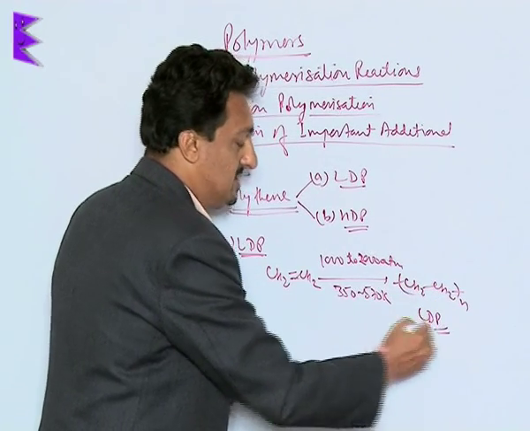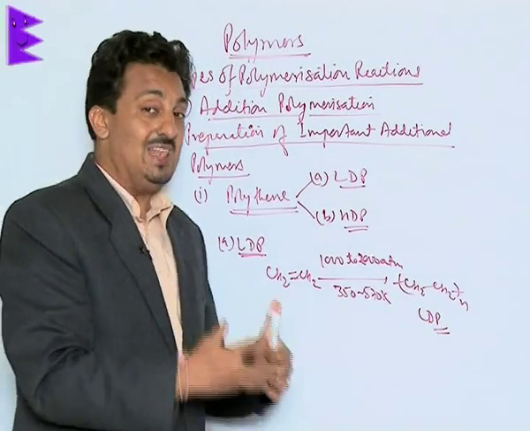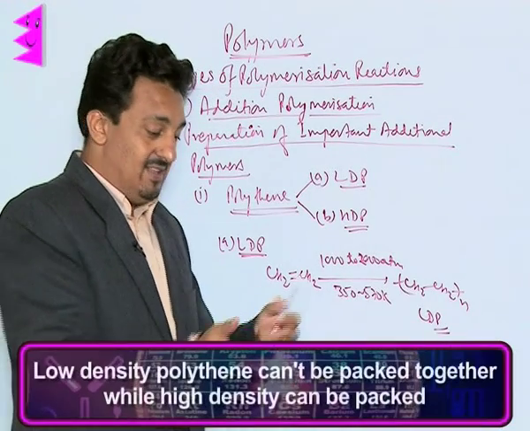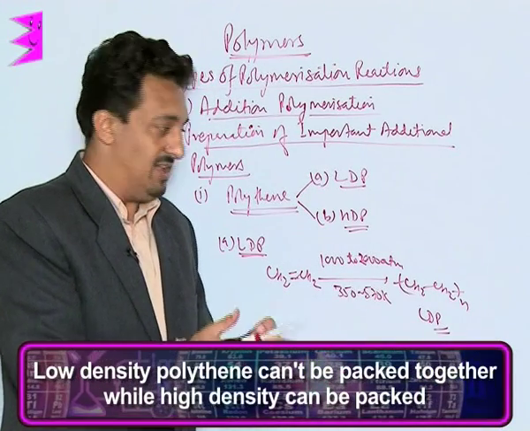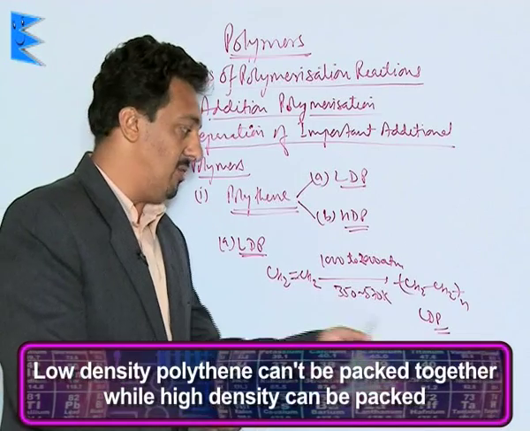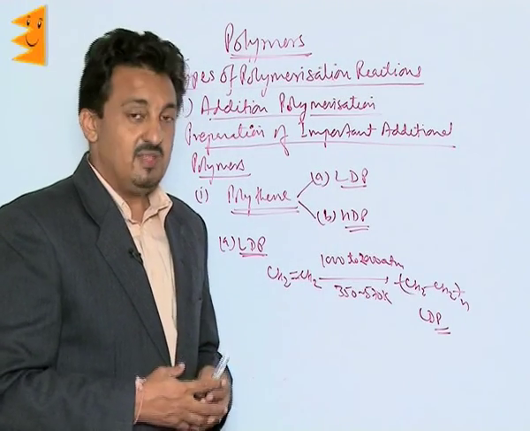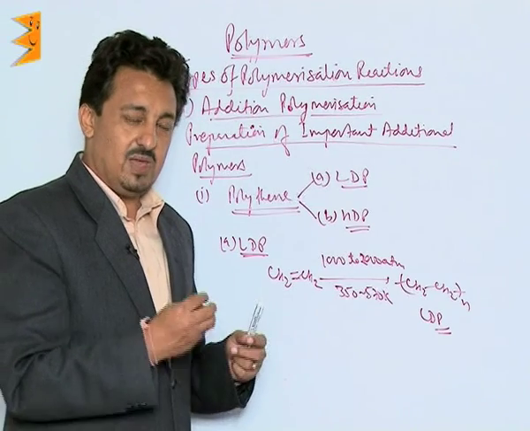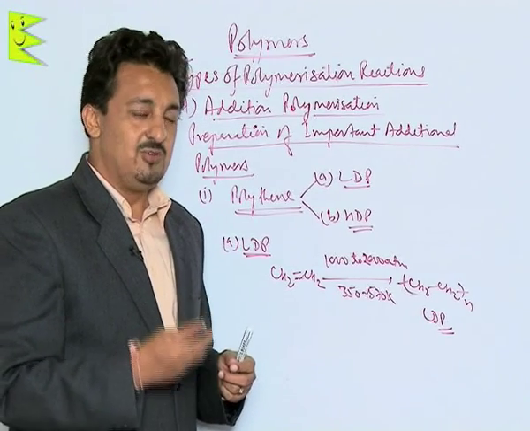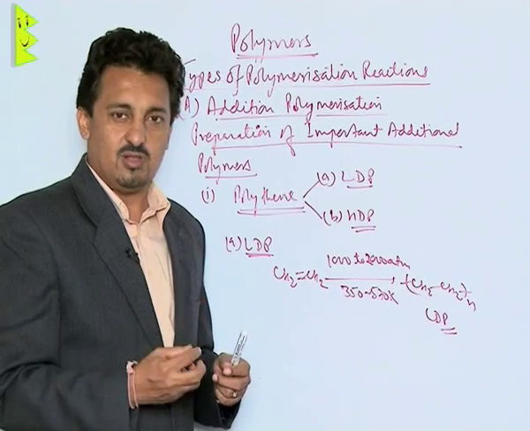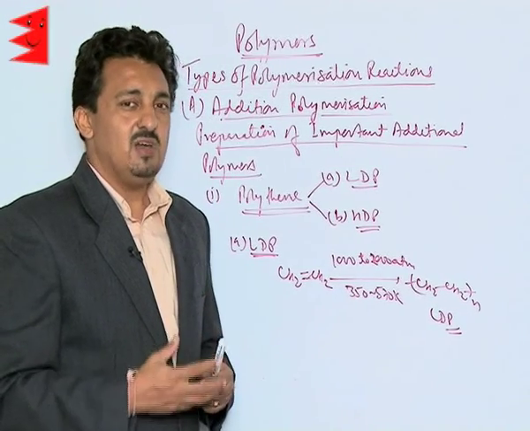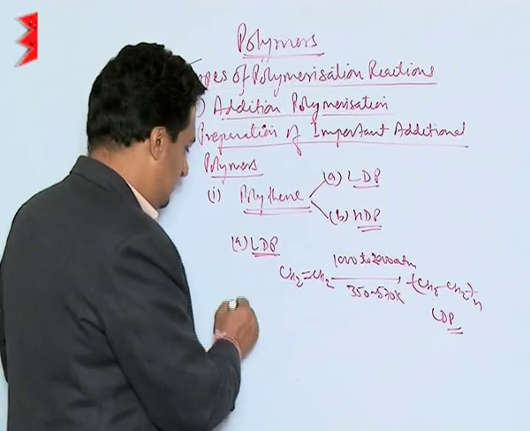Why do we call them low density polythene? Because they are highly branched polymers. As a result, they cannot be packed together compactly, so that's why they have a low density, so that's why they are called low density polythenes. They are tough but yes, flexible. They are inert. It is a good insulator, so it is used in making electrical wires, squeeze bottles, etc.